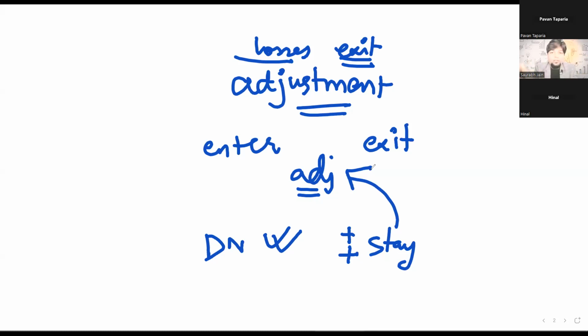Once it has crossed your limits, you have to exit. But exiting is not the correct way to handle a trade. First is adjustment, then exiting. Now, in the cycle of any trader, there are 3 stages, and you have to tell me which stage you are in.